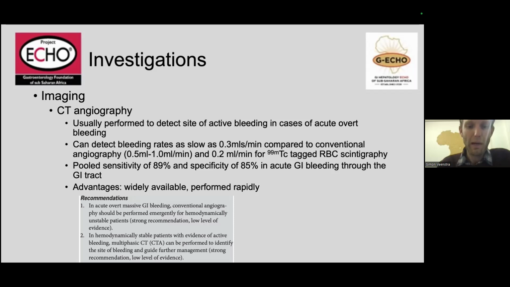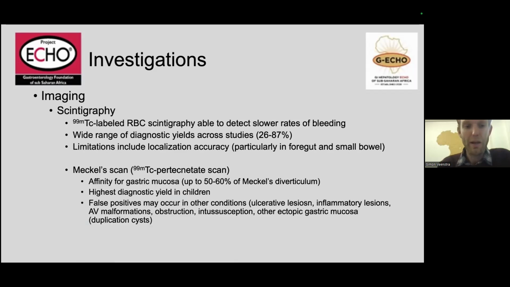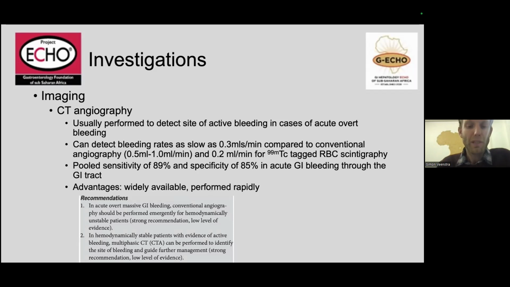But obviously, some disadvantages include contrast and renal failure. But they are recommended, as I've mentioned, in hemodynamically unstable patients; they are recommended as your first-line investigation. And even when you're concerned for ongoing active bleeding, it can be considered as well.